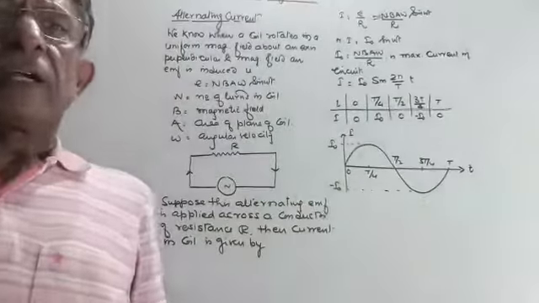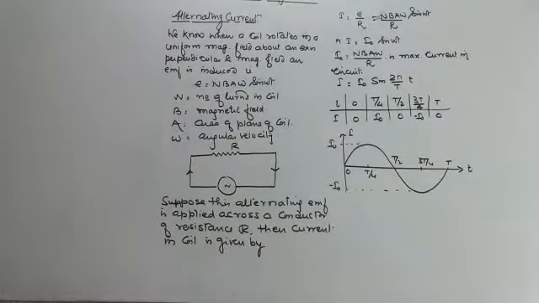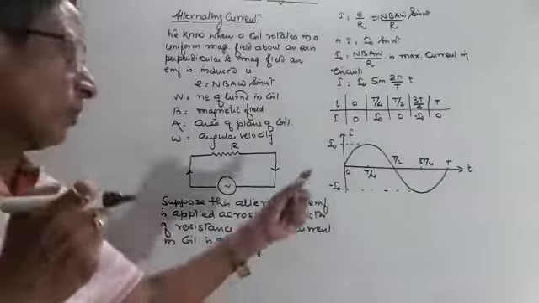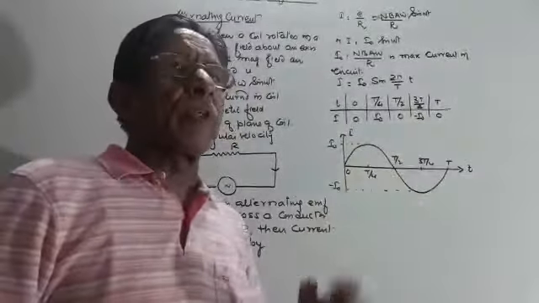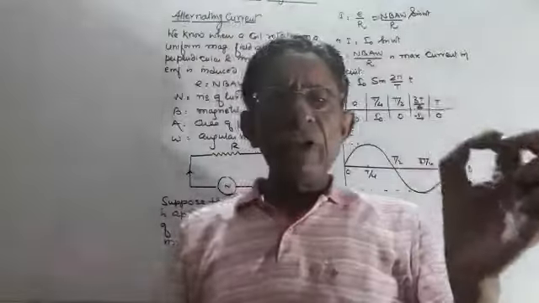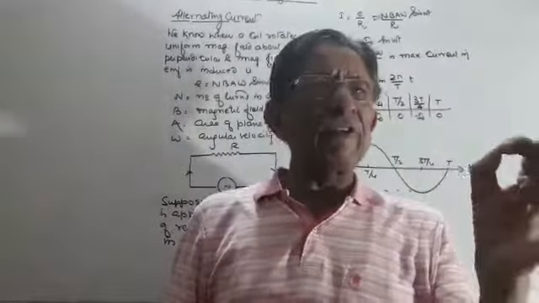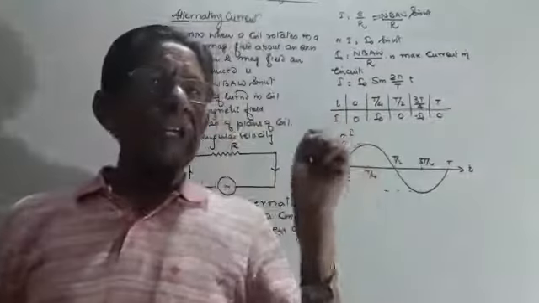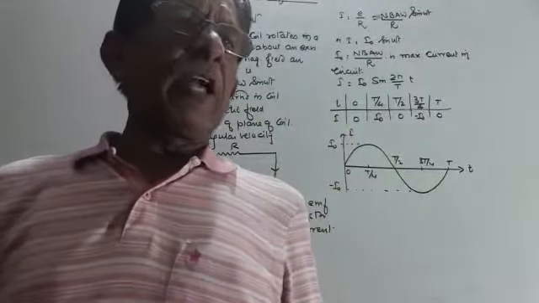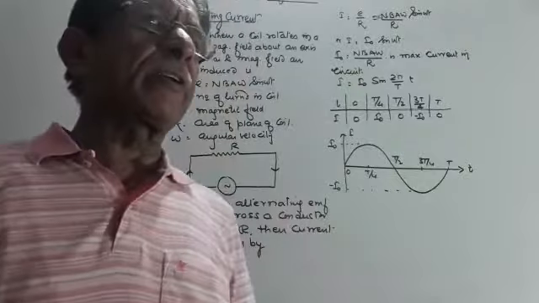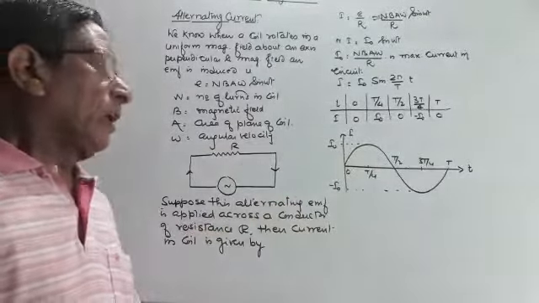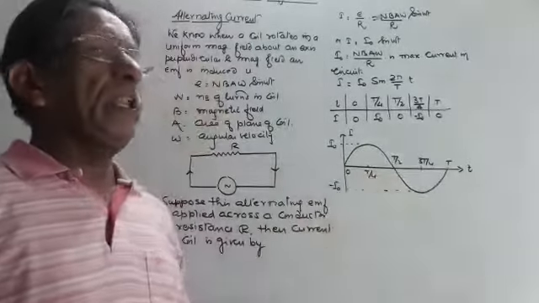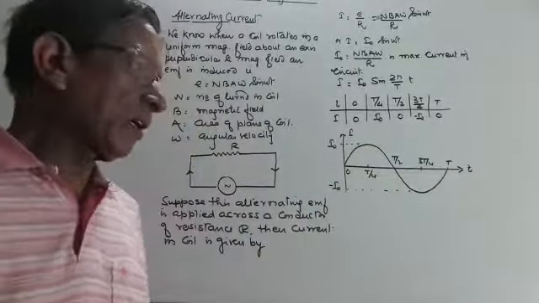of time. Current is going to reverse its direction after equal interval of time. Also the magnitude of current is changing continuously. Such a current whose magnitude changes continuously and reverses its direction after equal interval of time, dear students, is called alternating current. That current whose magnitude changes continuously, reverses its direction periodically, is called alternating current.